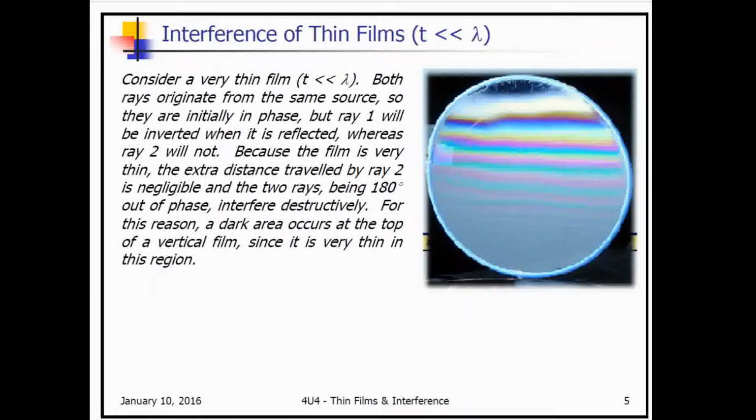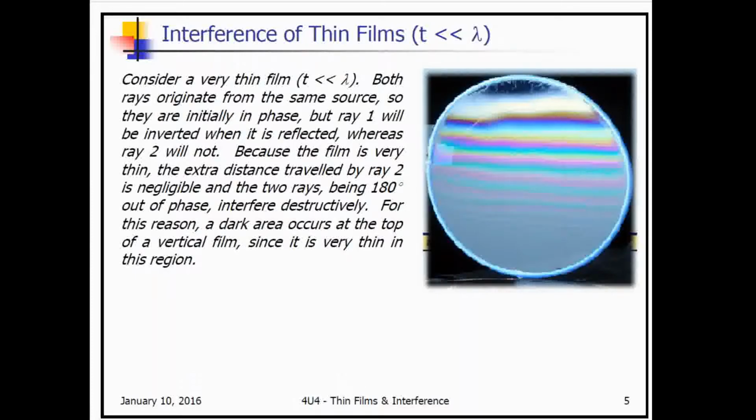So let's consider a very thin film, where the thickness is much, much less than the wavelength of light. Both rays originate from the same source, so they're initially in phase, but ray 1 will be inverted when it's reflected, whereas ray 2 will not. Because the film is very thin, the extra distance traveled by ray 2 isn't very much. With the two rays being 180 degrees out of phase, they have destructive interference.